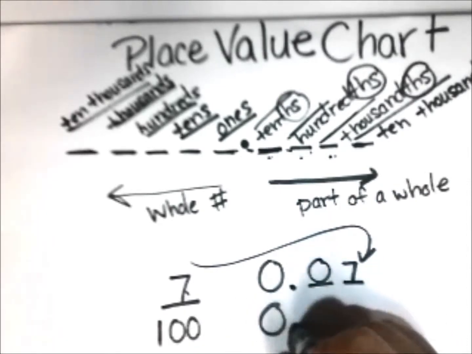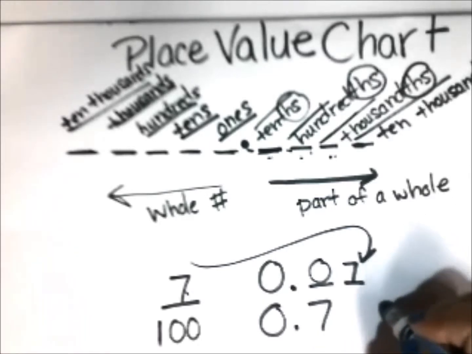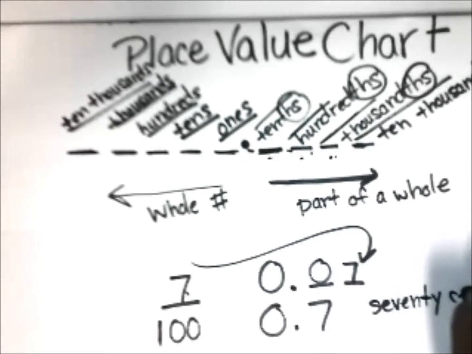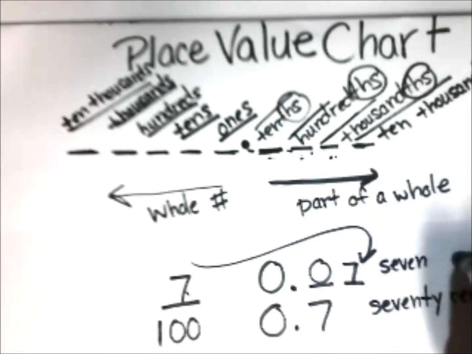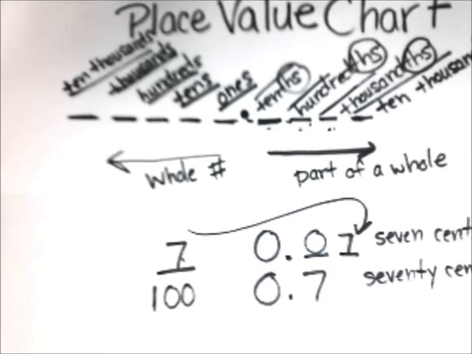If I had written it like so, this is 7 tenths. So if I convert that to a money philosophy, this is having 70 cents. This is having 7 cents. Big difference.